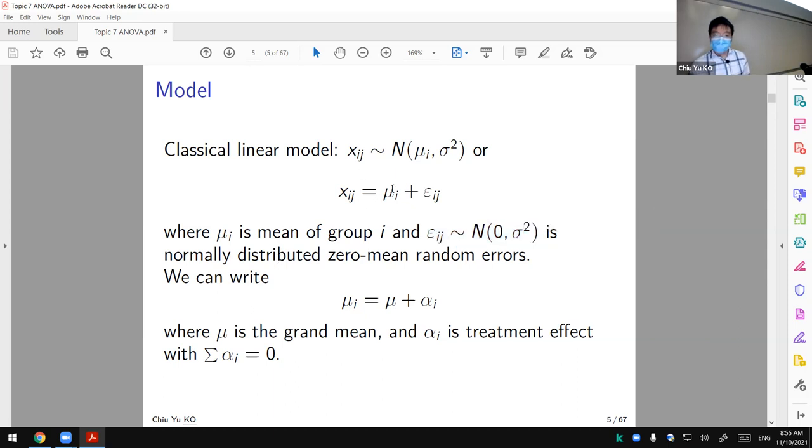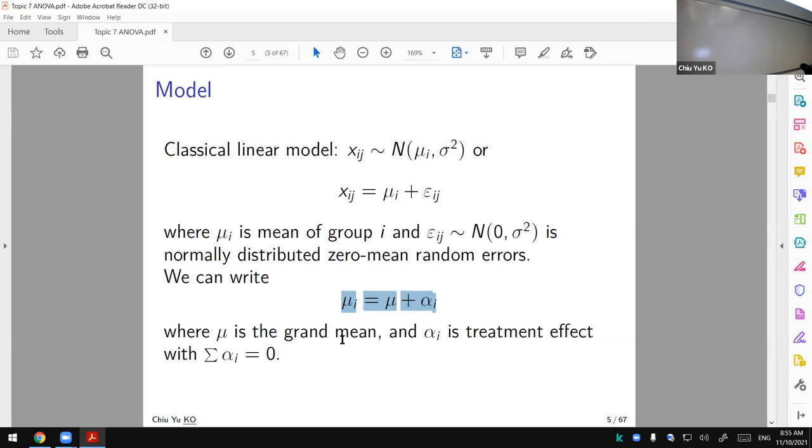Because of this, we can also rewrite it. This is the average income for B school students, if I is the B school, or the average income for engineering, if this group is engineering. Usually the average income of B school students can be written as the average income of the undergraduate university average. So you look at the data of, say, CHK, and mu will be the average income of CHK, and alpha I will be the additional, we call it the treatment effect.